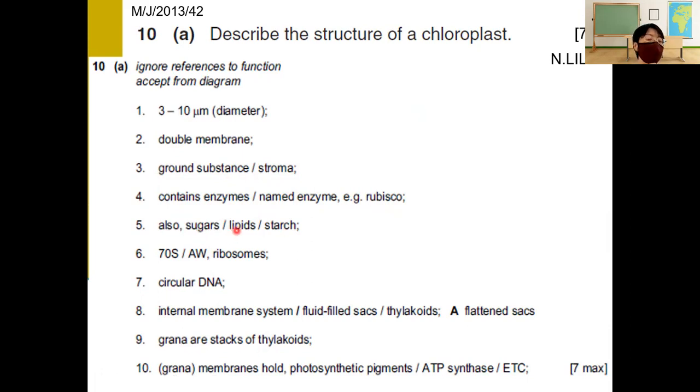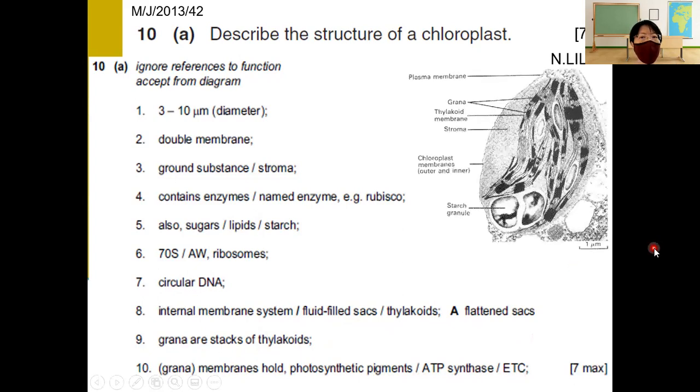And then also it produces lipid droplets, starch grains, right? And then you know it has got 70S ribosomes, circular DNA, internal membrane system, or the fluid-filled sacs, or the thylakoids, or flattened sacs. And the thylakoids stack up to form a granum. Okay. Grana membranes hold the photosynthetic pigments. So inside the membrane, it contains the pigments, chlorophyll A, chlorophyll B, and carotenoids, and then ATP synthase, ETC, electron carriers. Okay. So this is for the structure.